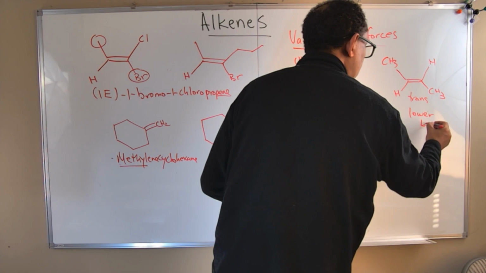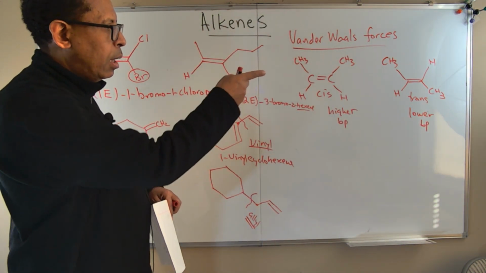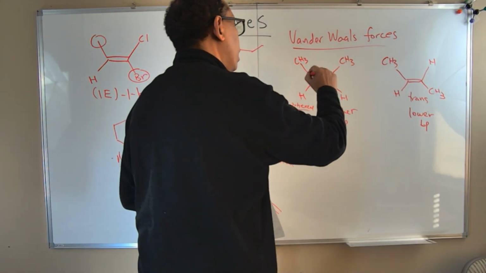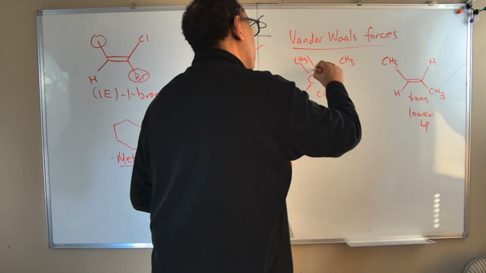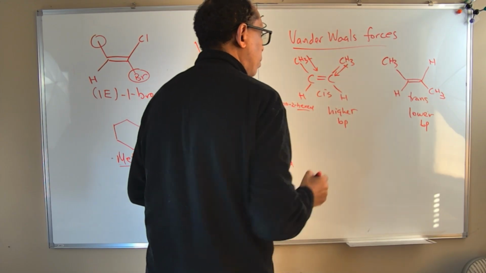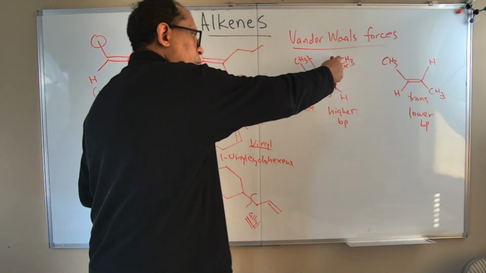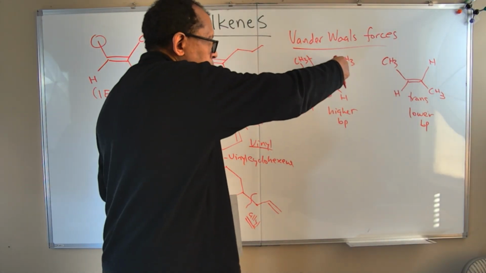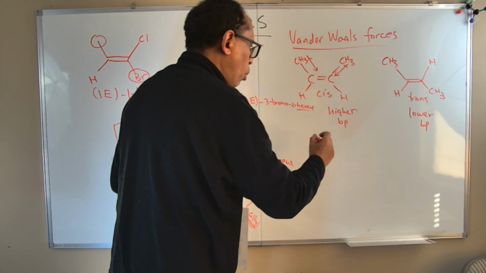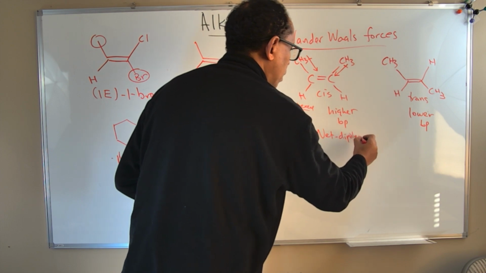The way this is justified, why the cis has a higher boiling point as compared to the trans, is because the cis has a dipole moment towards this carbon. As you know, an sp2 carbon is more electronegative than sp3, so electrons are withdrawn towards this carbon. So there is a net dipole moment for this one.